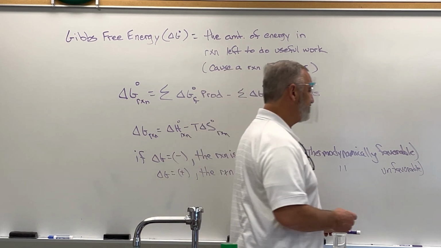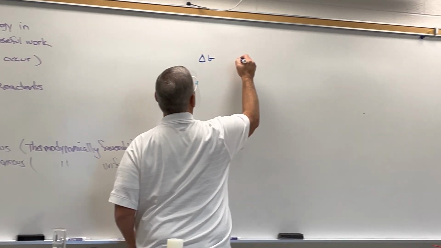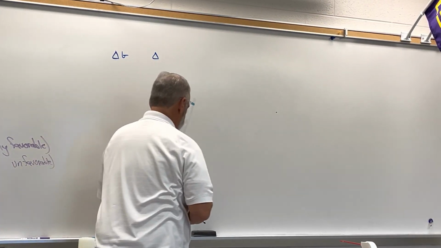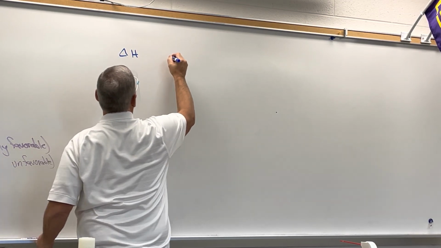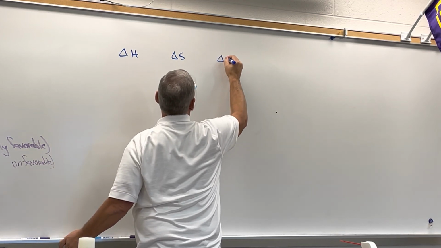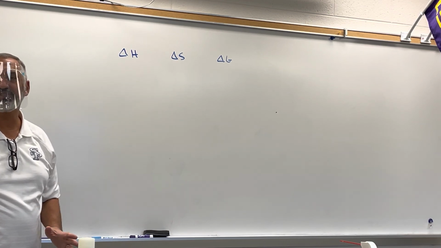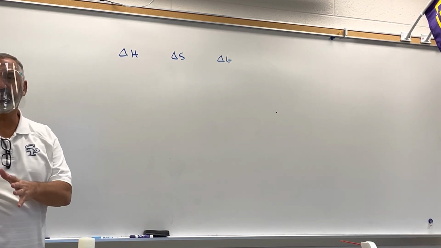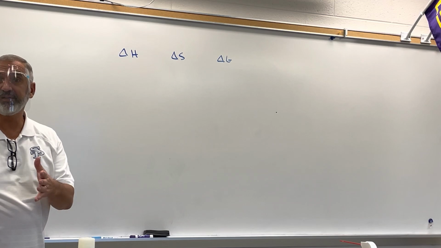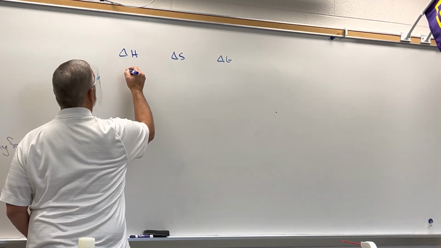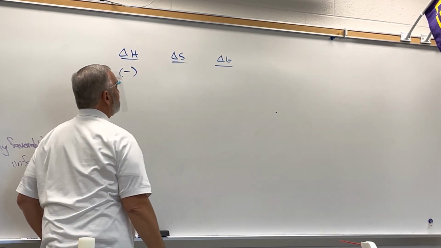So we have these possibilities. We have delta H, we have delta S, and we have delta G. And I just want to look at the signs. Okay, what's the favorable sign in nature for delta H? Which one does nature tend to want to have? Positive or negative? Negative. It wants to be exothermic. Negative delta H is the exothermic reaction. So that's a negative. What's the favored sign for delta S?